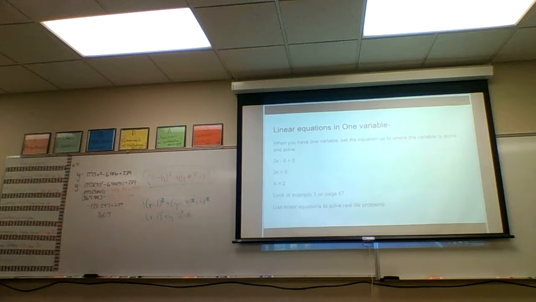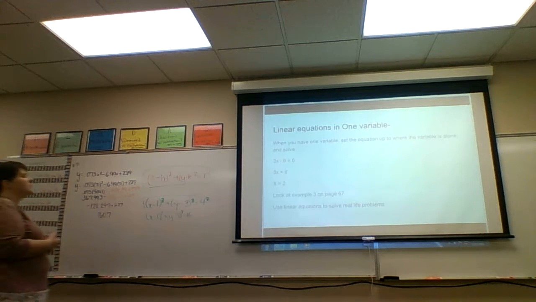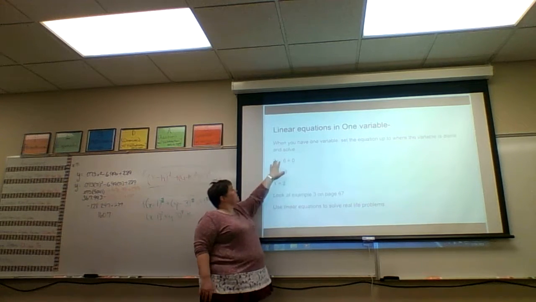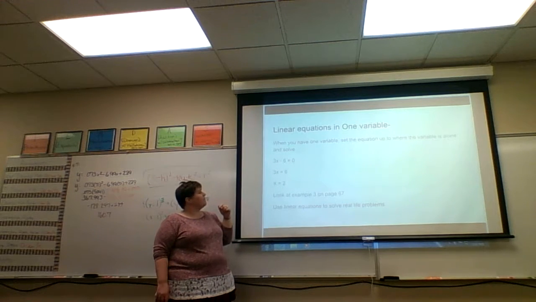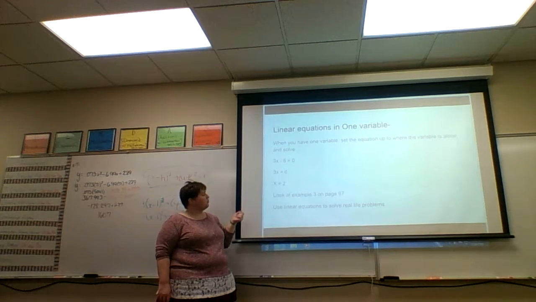All right, how about linear equations? Linear equations with one variable. When you have one variable, you set the equation up to where the variable is alone, and then you solve. So I want x's by itself, and I want the numbers by itself. And then I put them together. Because I have minus 6 here, I'm going to move the 6 over to this side. 3x equals 6. Divide by 3, and I get 2. Examples on page 67 of that.